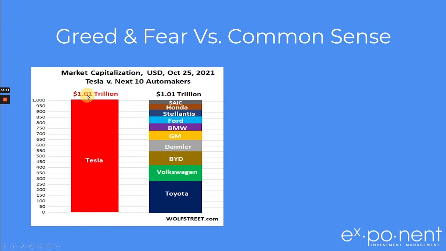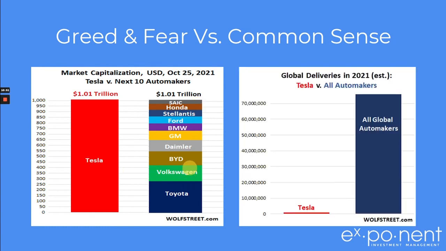For the same $1 trillion, you can buy 10 automakers: Toyota, Volkswagen, Daimler, BMW. Stellantis is the Chrysler and Fiat merger. You've got Honda, Ford, SAIC, and BYD, which are Chinese manufacturers. So let me ask you this question. If you had $1 trillion, would you buy Tesla or these 10 car makers? To me, anyway, in my opinion, this represents greed and this more or less represents common sense.